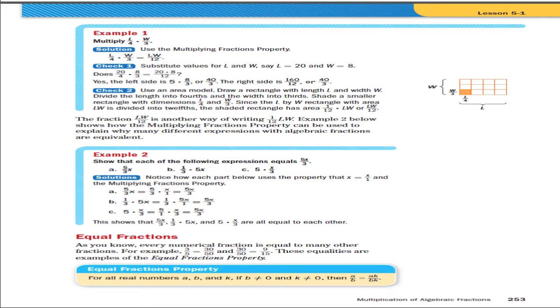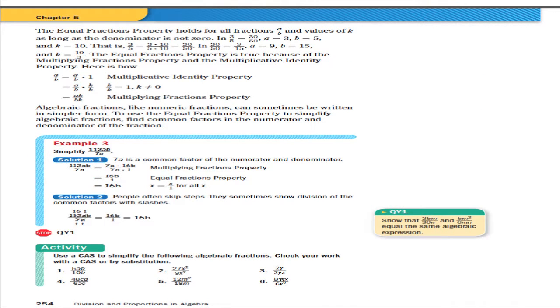The equal fractions property: for all real numbers a, b, and k, if b does not equal 0 and k does not equal 0, then a over b is equal to ak over bk. So this tells us if we multiply the top and bottom, the numerator and denominator of a fraction, by the same value, then the fraction has the same value. It just has a slightly different representation. The equal fraction property shows what it holds for.